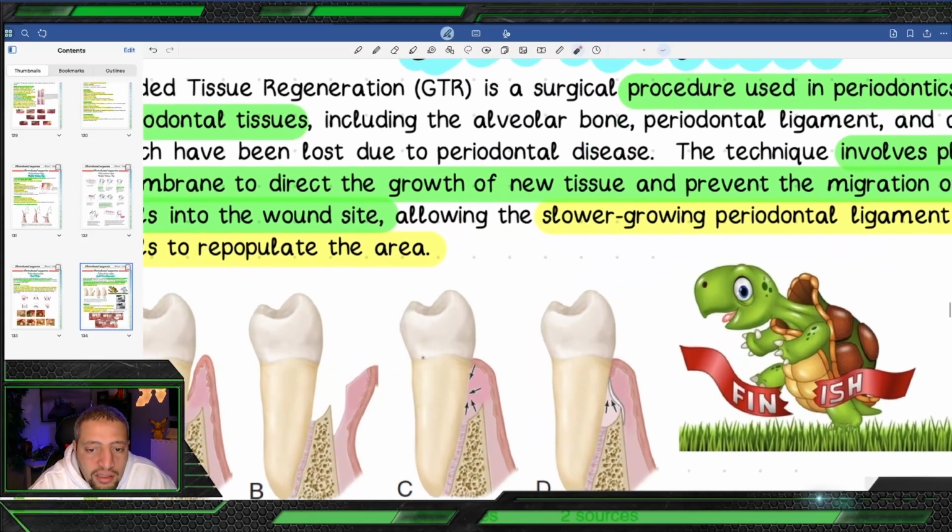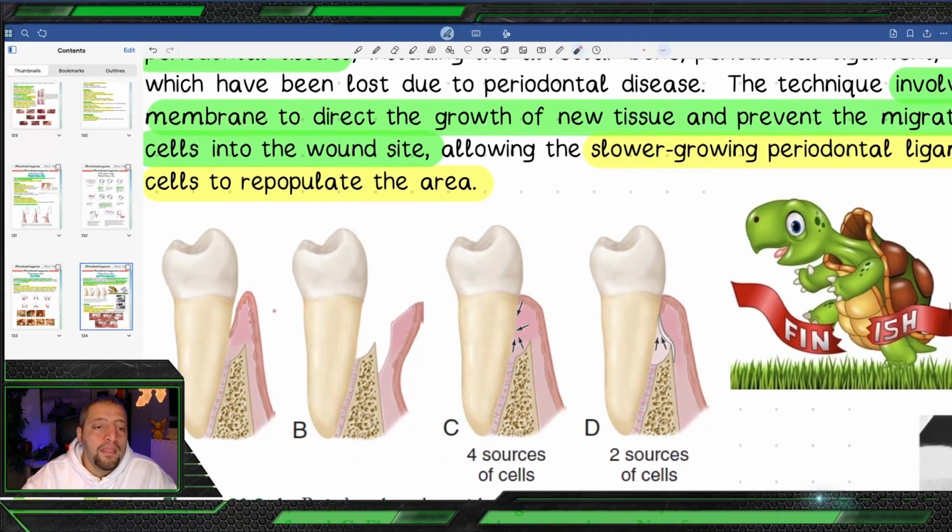So let's see it here together. Okay, we have here a deep pocket. This deep pocket is due to bone loss. It's a true pocket. It's not like a pseudo pocket. We have bone loss here. So for this area, after doing the surgery and removing necrotic tissue, removing granulation tissue, removing necrotic cementum, everything is fine. So we have a space.